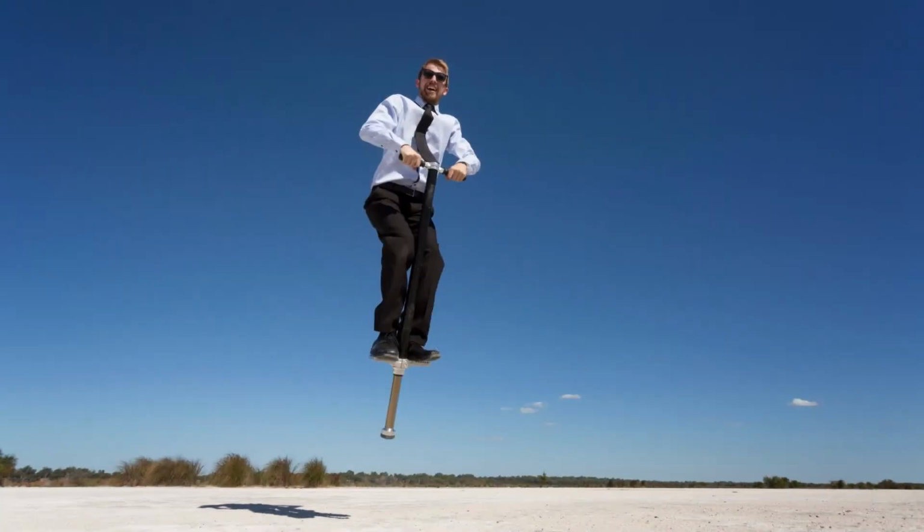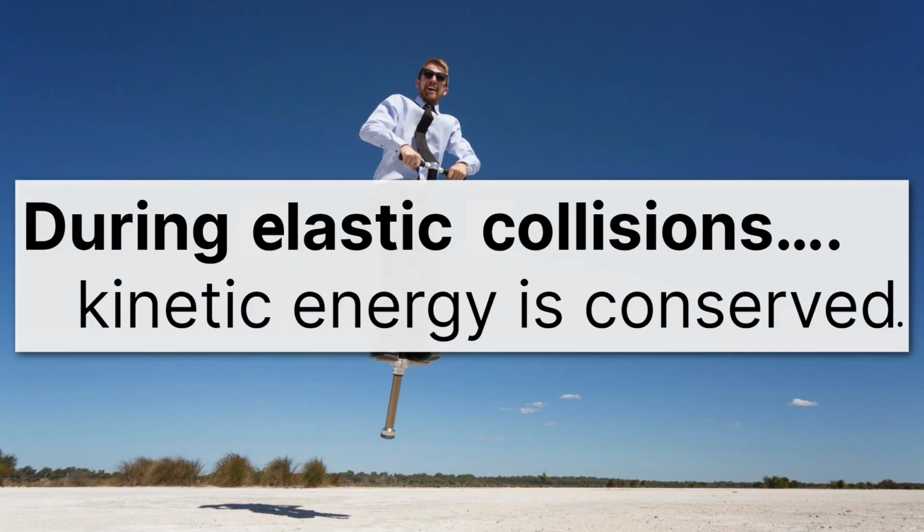Here's an elastic collision. This man bouncing on the pogo stick bounces up and down over and over again. He's bouncing. It's an elastic collision. And every time he bounces, the kinetic energy is conserved. So if this collision is elastic, then kinetic energy is conserved. The energy that the man had going down is the same that he has going back up.